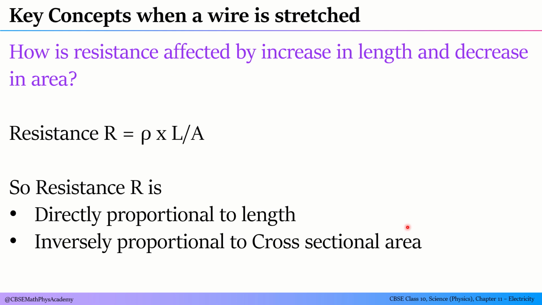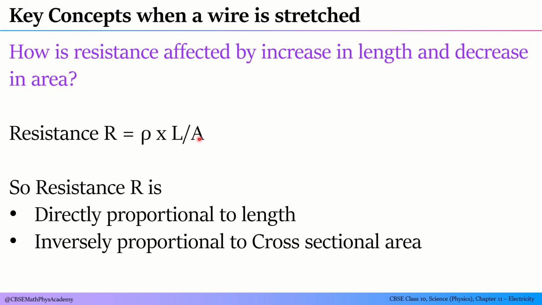Now, how does this change impact resistance? That is, the change of length and the decrease in area. Resistance is equal to rho L by A, so resistance is directly proportional to the length. If the length is doubled, resistance also doubles. If the length is made 3 times, the resistance also becomes 3 times.